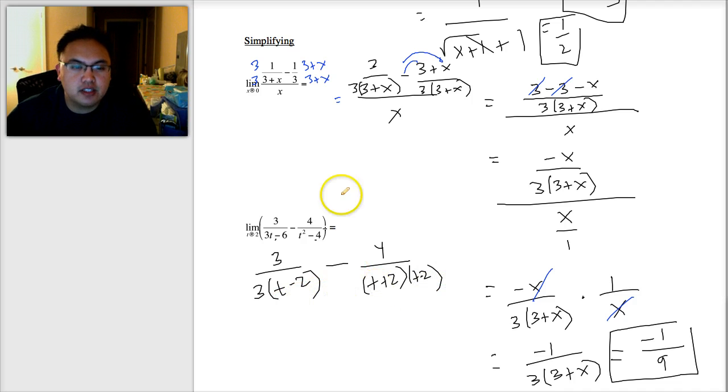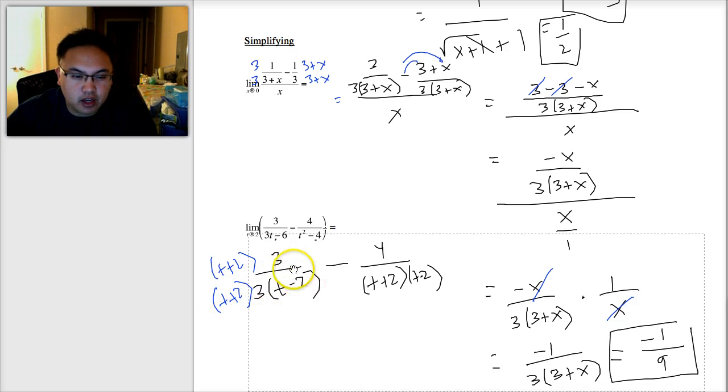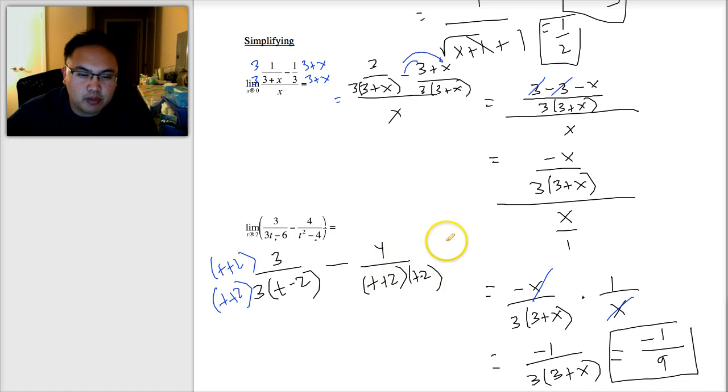You may notice that there's not so much now that I need to do to get a common denominator. This one just needs a t plus 2. So top and bottom, multiplying by t plus 2. And I got that, so I get the same denominator as this one. This side needs a 3. So I'll multiply top and bottom by 3.